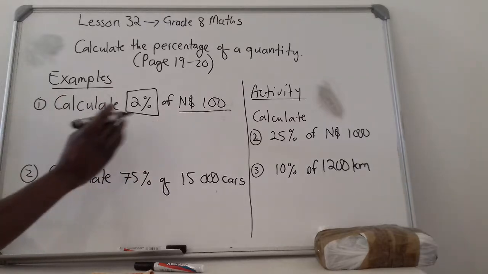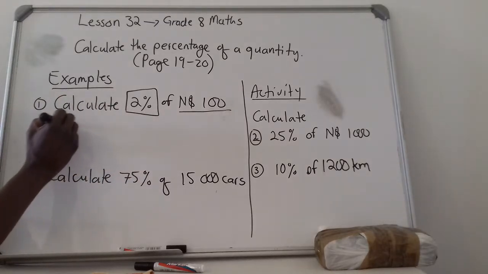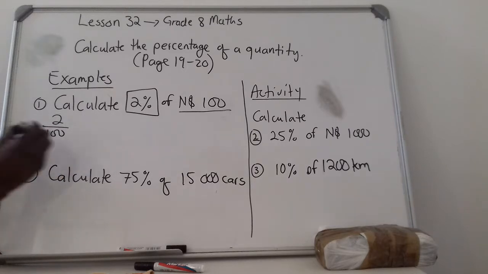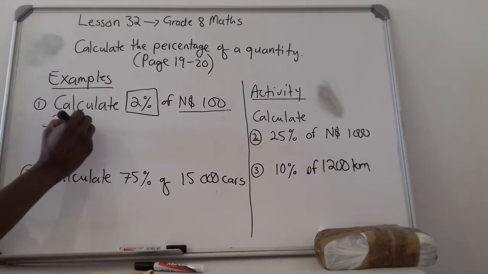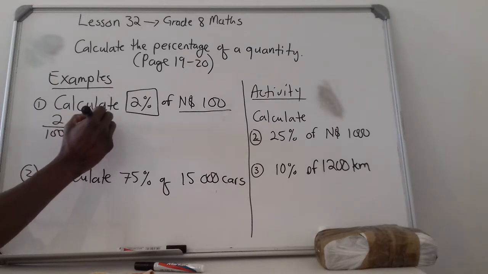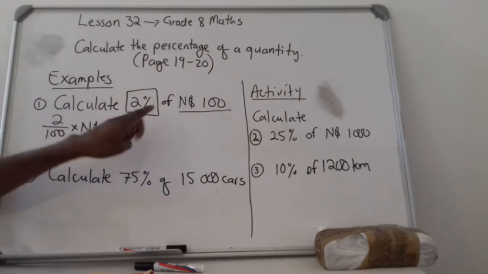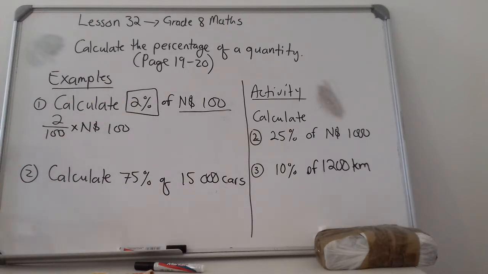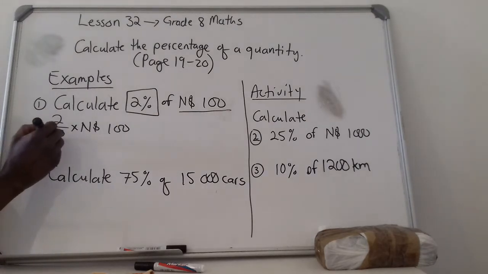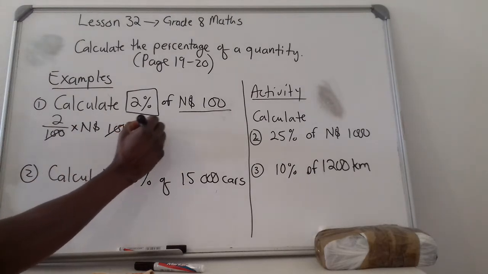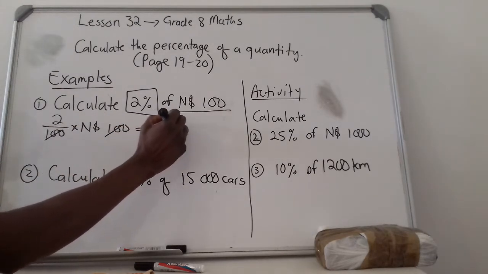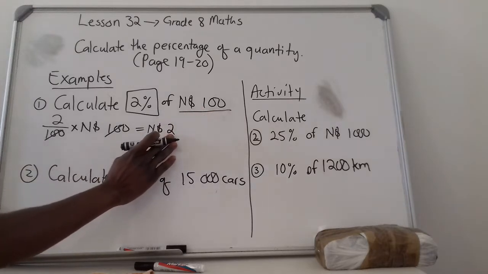So what do we know? We know that this can be written as 2 over 100, and then we just multiply that with the quantity. So this is the quantity. Calculate the percentage of the quantity. So this is a percentage, and we want to find out what is the 2% of that quantity. Now, you can do this with a calculator, or you can do it mentally. And the good thing about multiplication is that you can actually cancel this out, and that will give you just $2. So 2% of 100 is just $2.